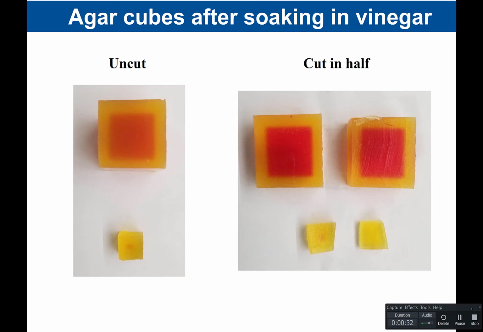And so you want to think about how this is affected by the surface area to volume ratio. What does that tell you about the surface area to volume ratio on the rate of diffusion? Is it the larger surface area to volume ratio or the smaller surface area to volume ratio that has the faster rate of diffusion, and why?